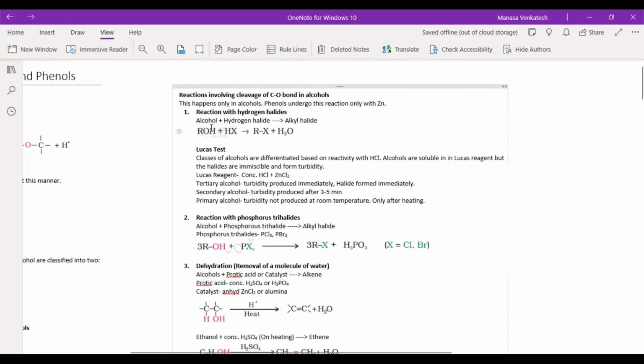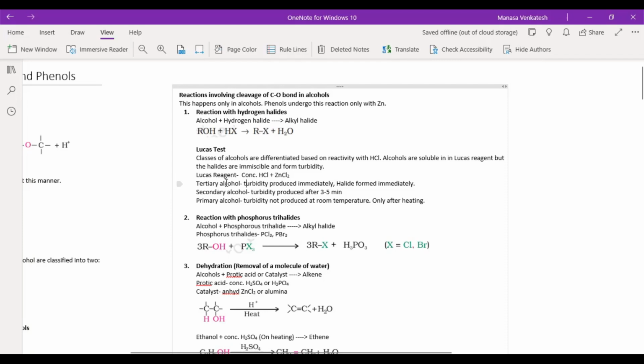So basically, this is the reaction that's going to take place. But the thing is, RX, which is formed, is insoluble in the Lucas reagent. So the ROH will be soluble in the Lucas reagent, but the RX will be insoluble. And because of that, it will give us a precipitate.